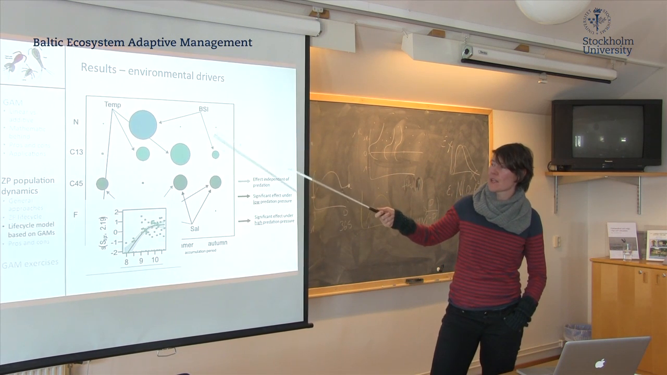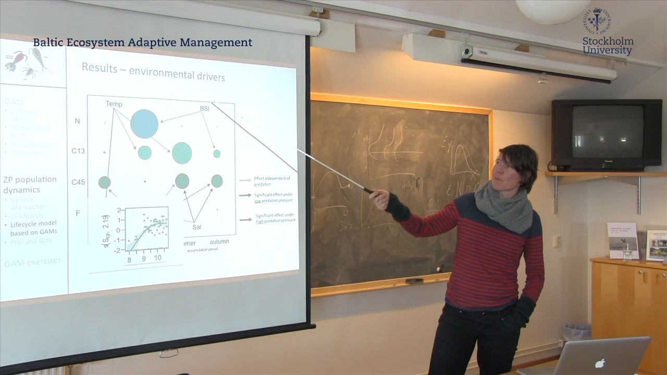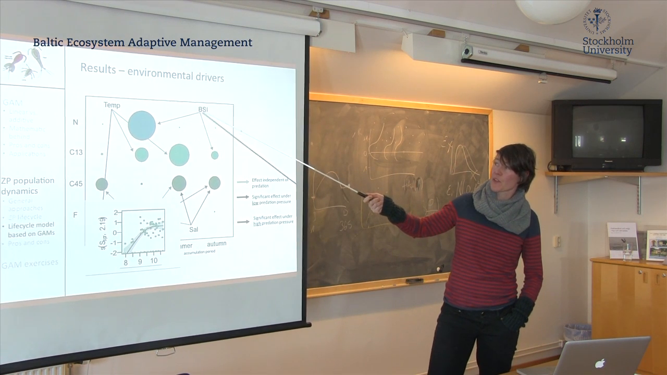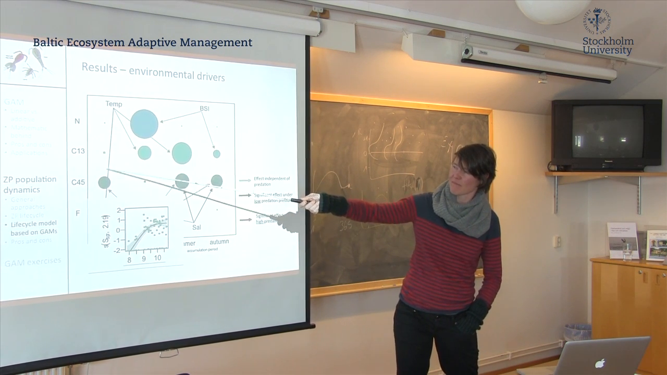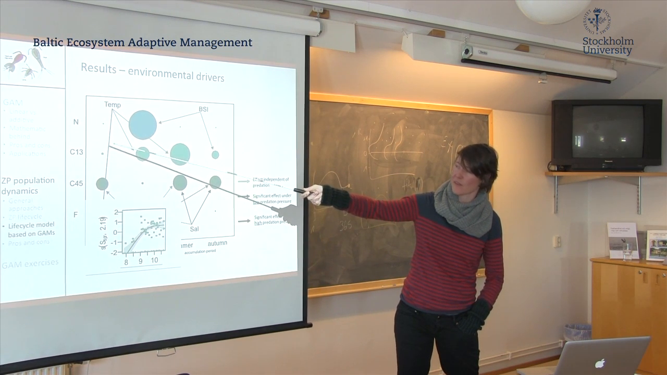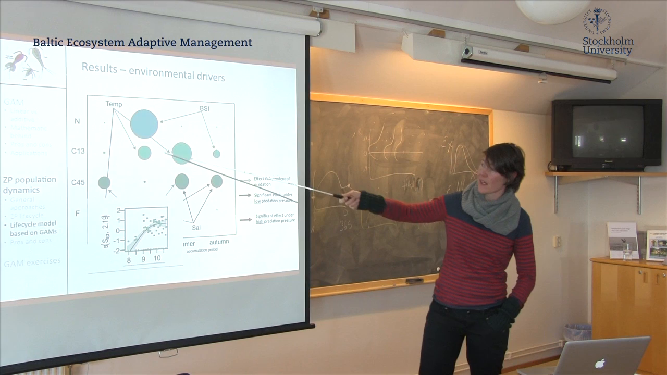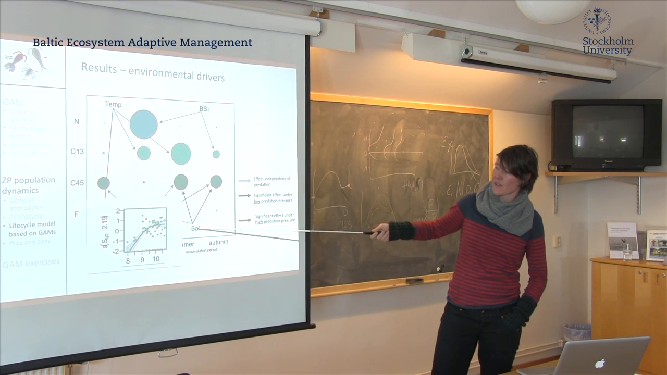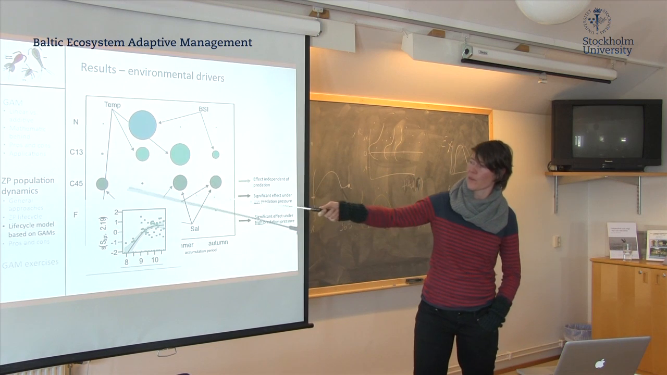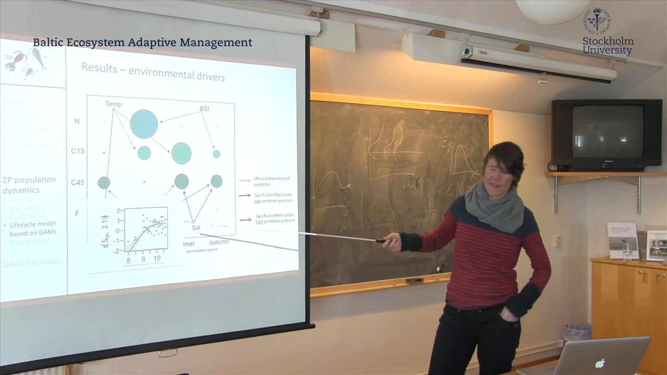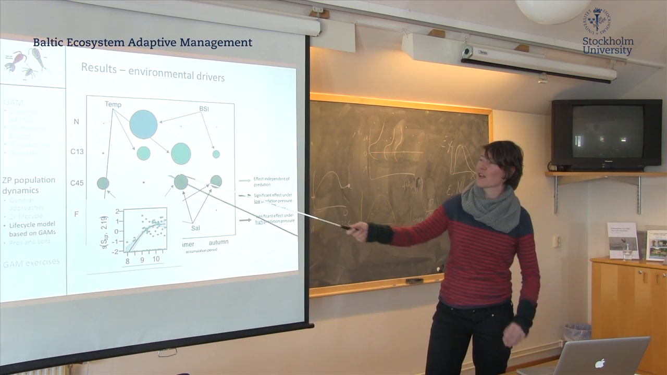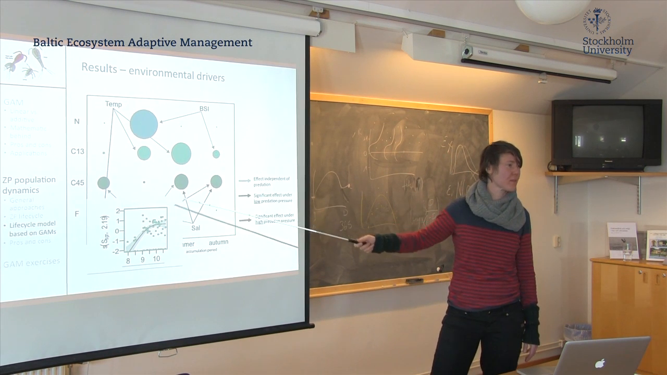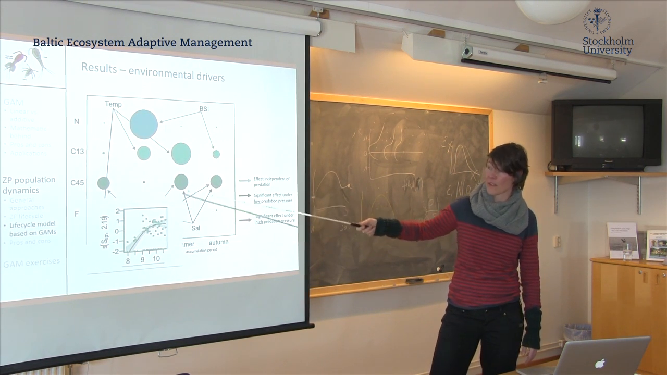And then I also wanted to know how the external drivers are, and it turned out that, for example, the Baltic Sea local climate conditions and temperature were only weakly significant, mainly important for the younger stages, and salinity and predation were important for the older ones. That's just an overview because you don't need to fully understand what's going on. But I could see which drivers are important for which species, for which stage.